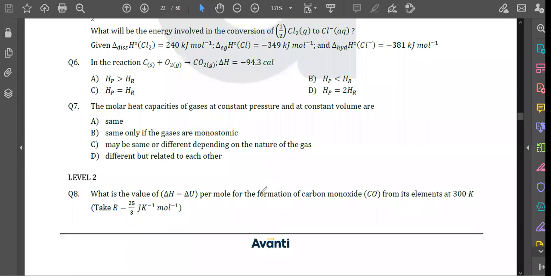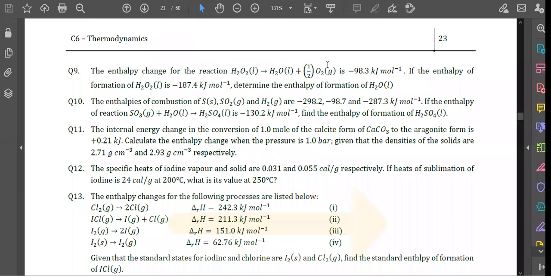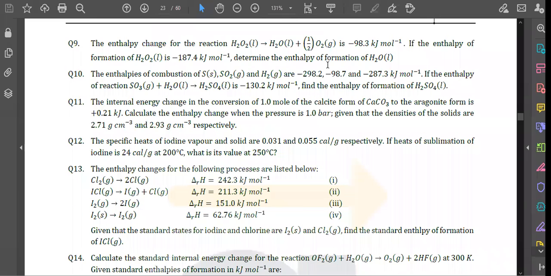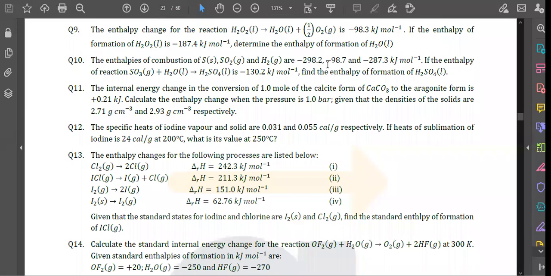So for 8, you have to use delta H is equal to delta U plus delta NGRT. Right, everyone? Okay, so question number 8 done. So let's see 9 to 14. 10, 11. Okay. No one has doubt in question number 9, everyone?